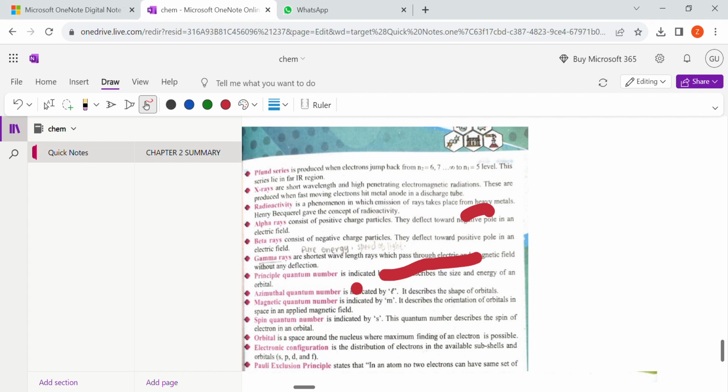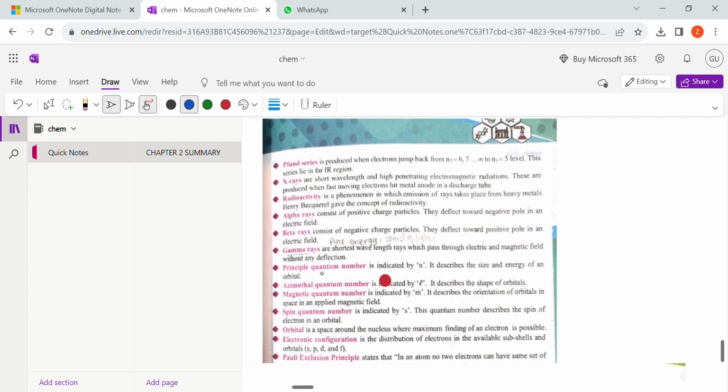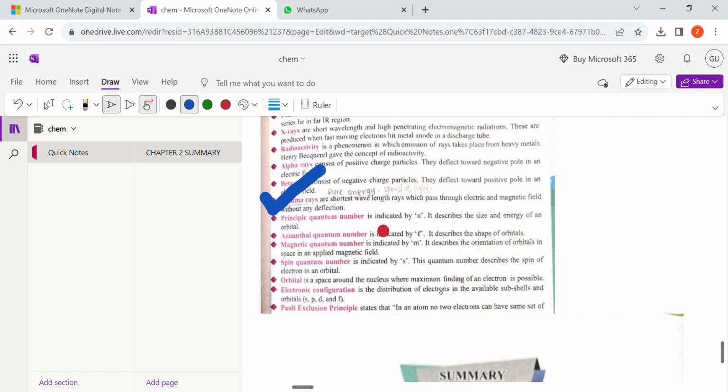Alright, now we are going to talk about alpha and beta rays. Alpha has a positive charge, so it deflects towards the negative pole. Beta consists of negative charge and deflects towards the positive pole. Gamma has the shorter wavelength and alpha has the largest wavelength and less penetrating power. Gamma can pass through electric and magnetic fields without any deflection because it has high penetration power. Gamma is pure energy, and its penetration is all about the speed of light.